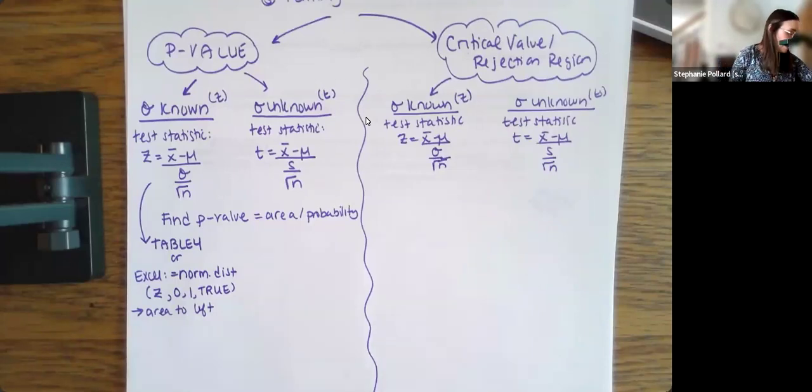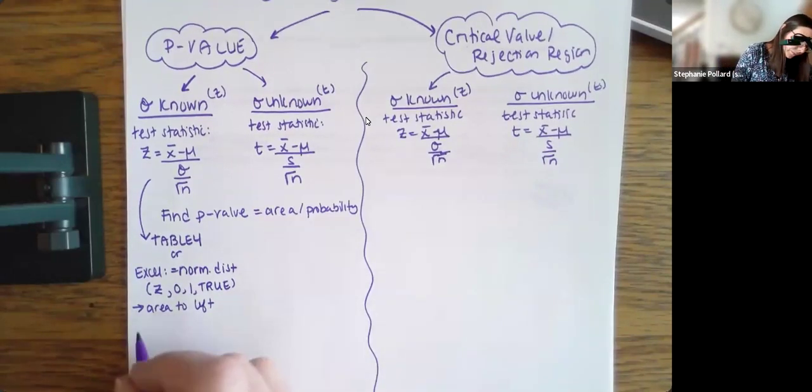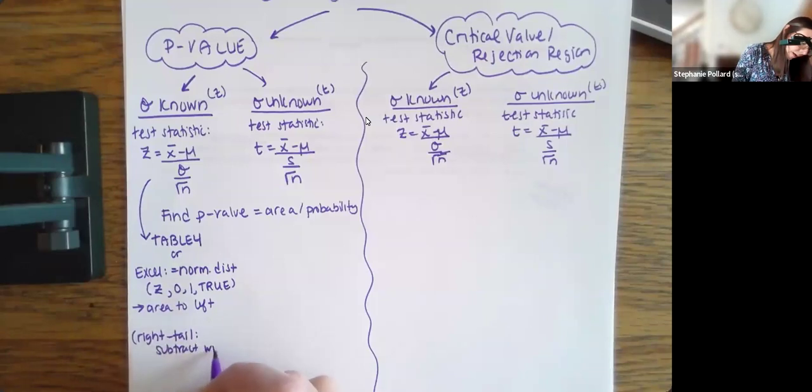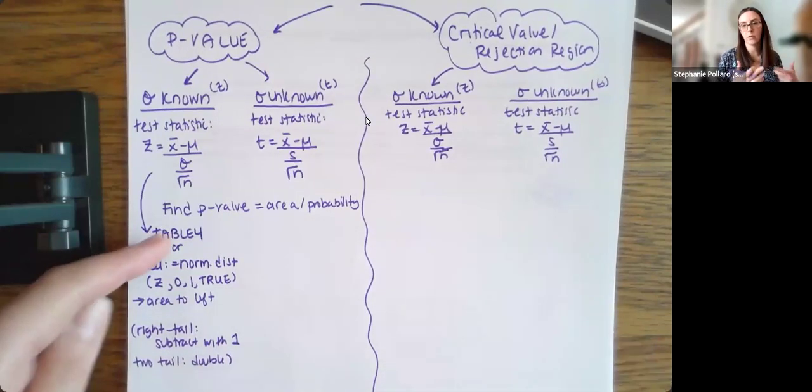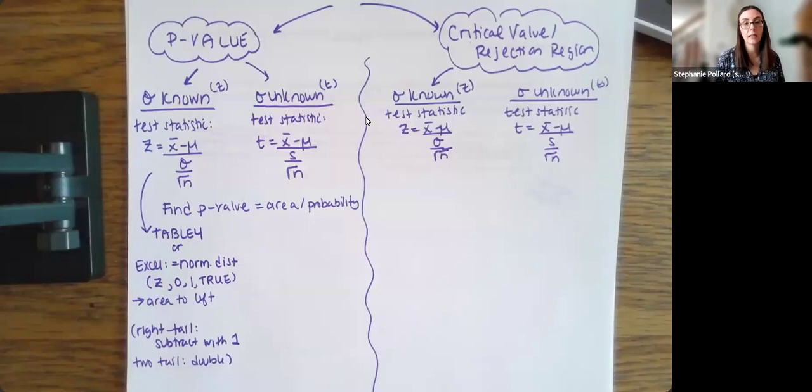So if you do have a right-tailed test, then you could take this area and subtract it from 1. Or if you have a two-tailed test, then you could double this area. So you have a little bit of tweaking to do, whether you're using the table or Excel, if you have a right or a two-tailed test.